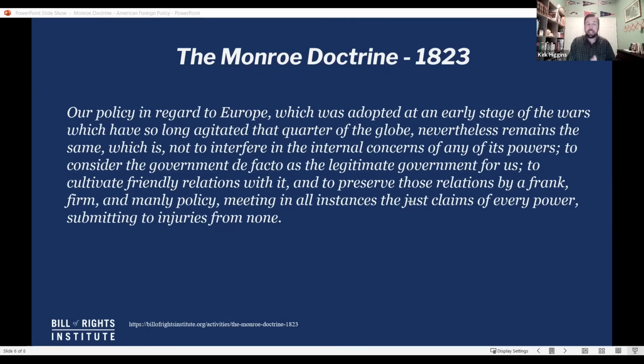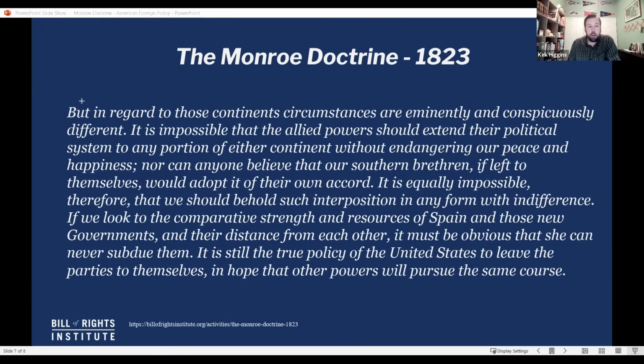But again, we're saying that the Western Hemisphere is directly in the interest of the United States. "But in regard to those continents, circumstances are eminently and conspicuously different. It is impossible that the Allied powers," so again, this is the Holy Alliance that I was talking about earlier between Prussia, part of what would become Germany, Austria, and Russia, "should extend their political system," and their political system is monarchy, remember, "to any portion of either continent without endangering our peace and happiness; nor can anyone believe that our southern brethren, if left to themselves, would adopt it of their own accord."